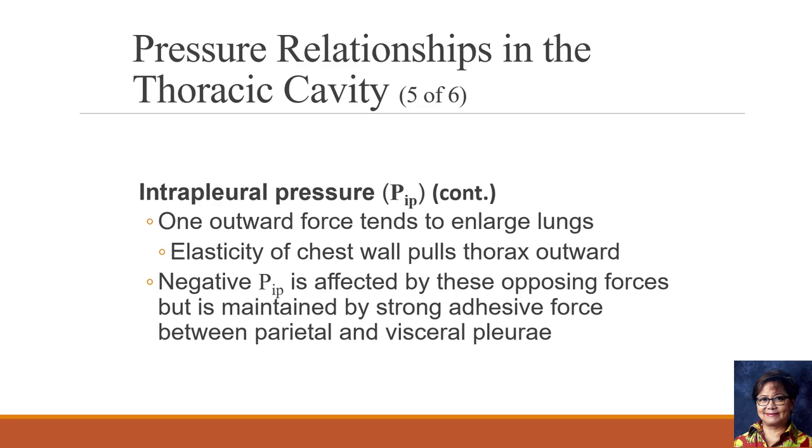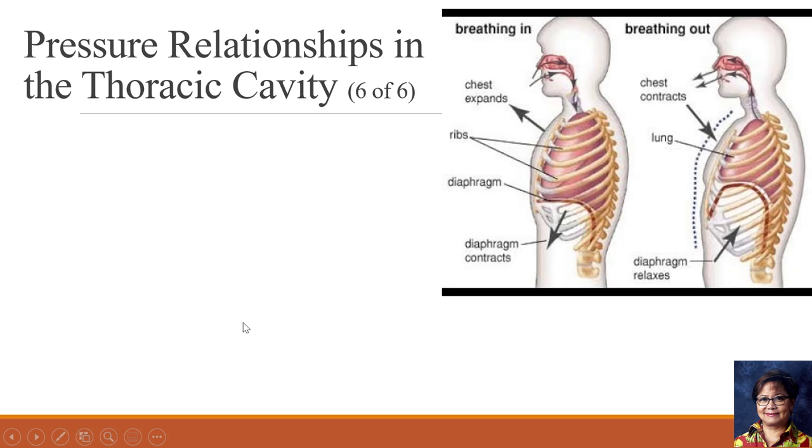visceral pleura. The adhesive force between the parietal and visceral pleura is not really a physical connection. They're touching each other, but they're not literally connected. There is a space, an intrapleural space, between them. But because of the negative pressure, that adhesive force is maintained.